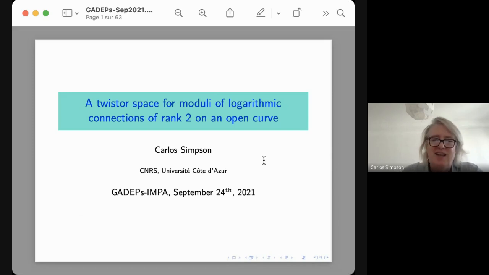What I'd like to talk about today is something which was part of the whole theory of Hitchin's moduli space with a hyperkähler structure and twistor space and stuff like that. And then a while ago, I looked at the case of rank 1 local systems on an open curve. So what I'd like to talk about today, towards the end of the talk at least, is the case of higher rank, rank 2 local systems on an open curve.